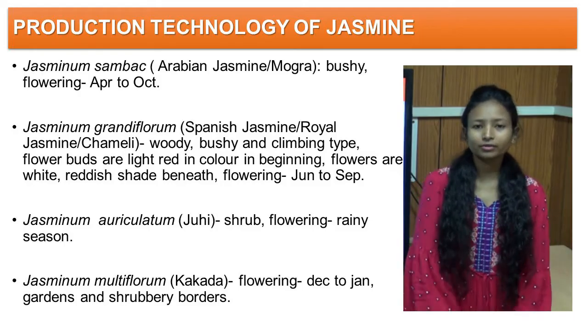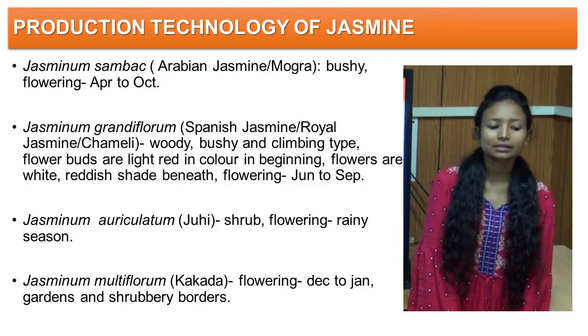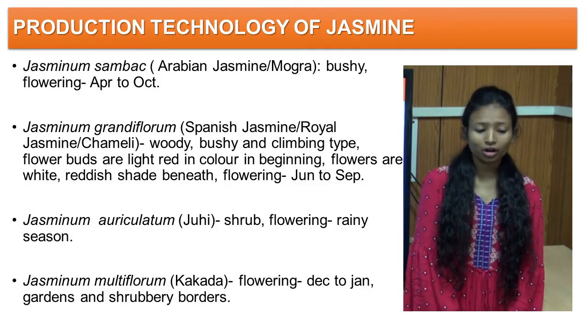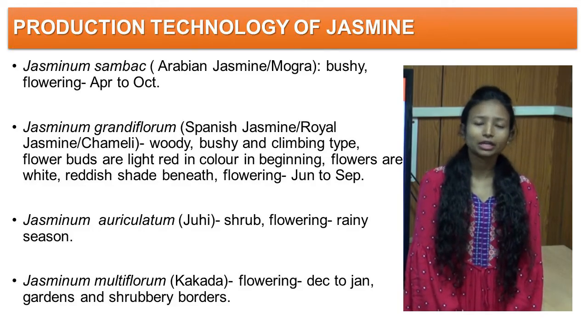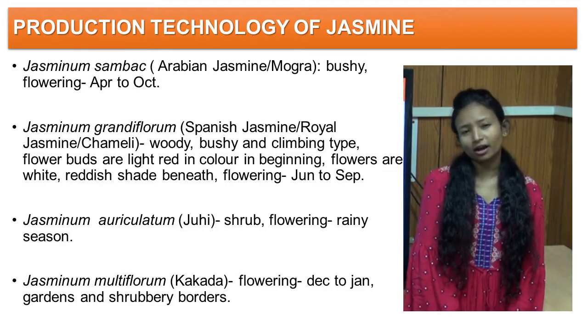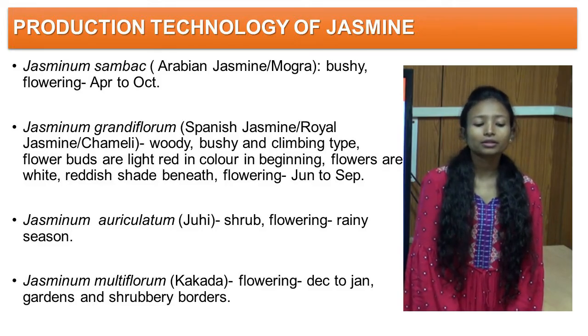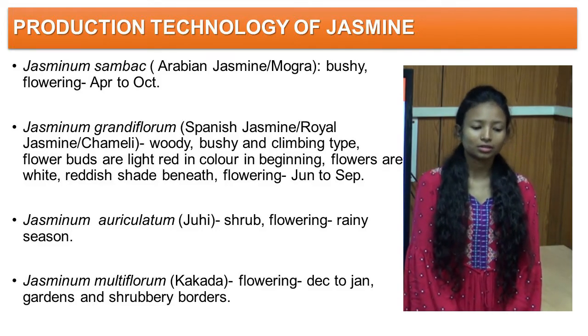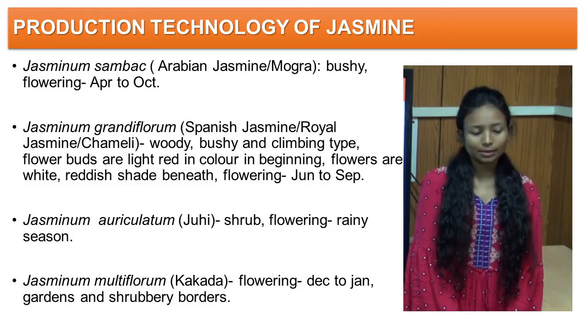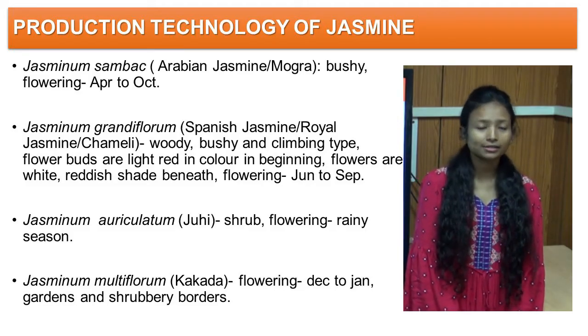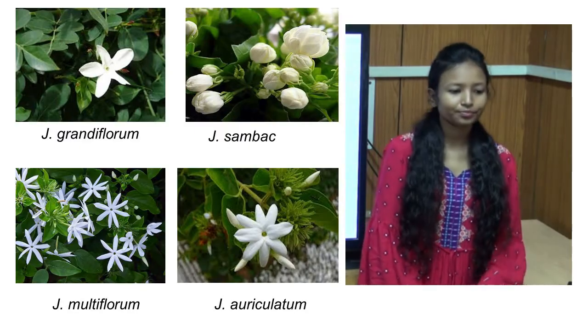Jasminum auriculatum, which is commonly known as juhi, is a flowering shrub, and the flowering period is mainly during the rainy season. Jasminum multiflorum is known as kakada in southern India. The flowering period for multiflorum is December to January, and they are mainly used as a shrubbery border in gardens.